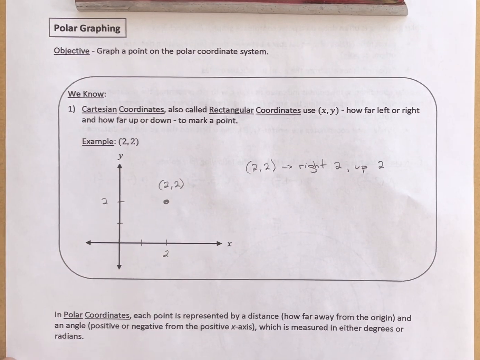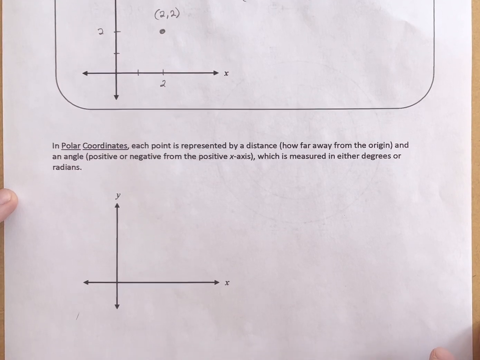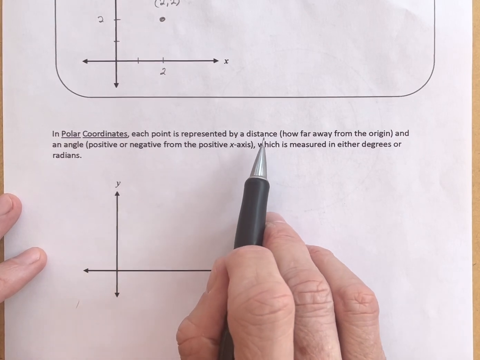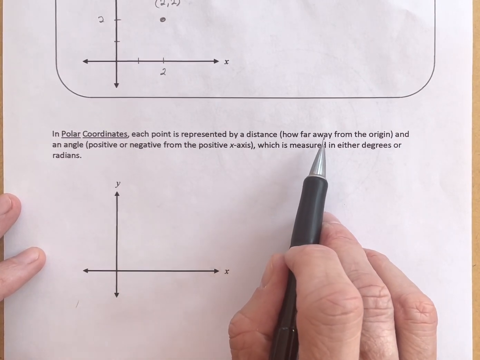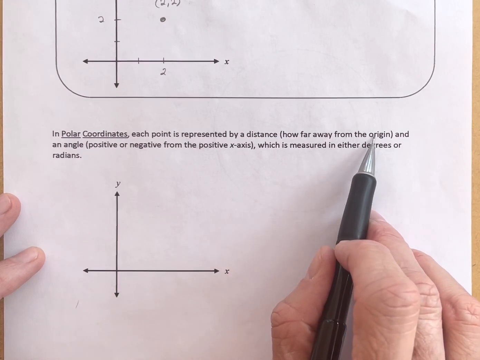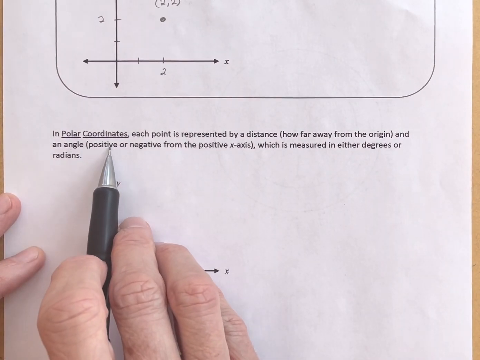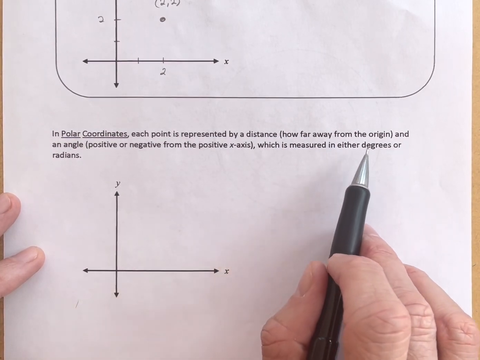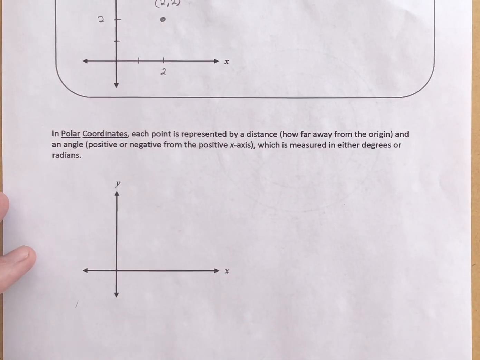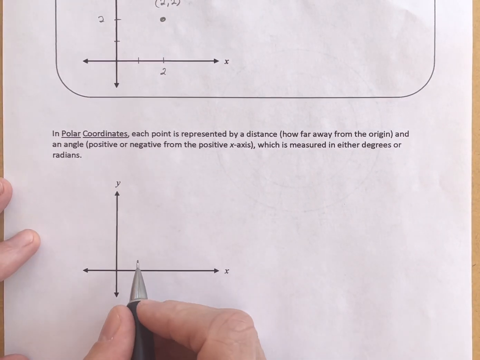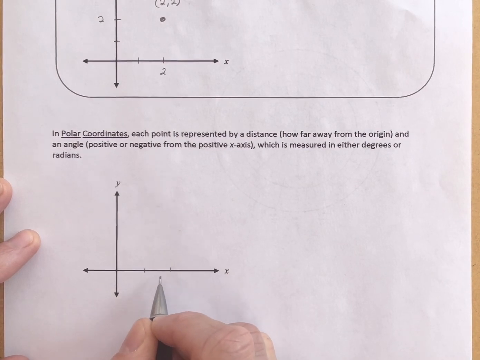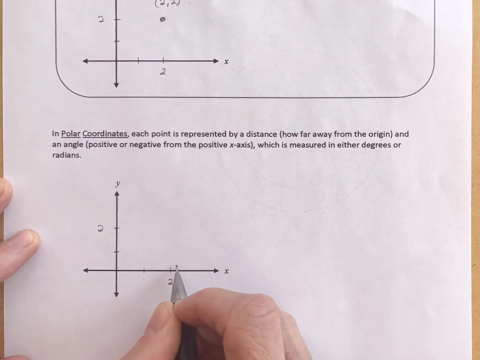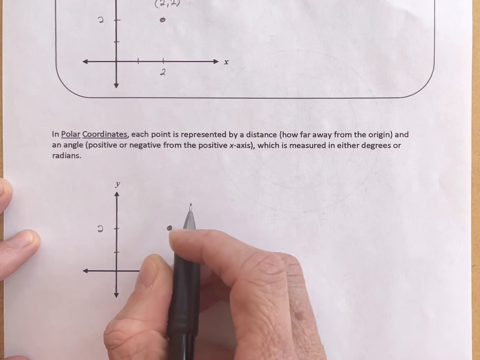In polar coordinates, which is just another way to graph points, each point is represented by a distance, how far away the point is from the origin, and an angle, which will be positive or negative from the positive x-axis, and is measured in either degrees or radians. So let's take our point (2, 2) again. So here's my xy coordinate. This is the point, I'll put a 2 here. So we're relabeling our point (2, 2).